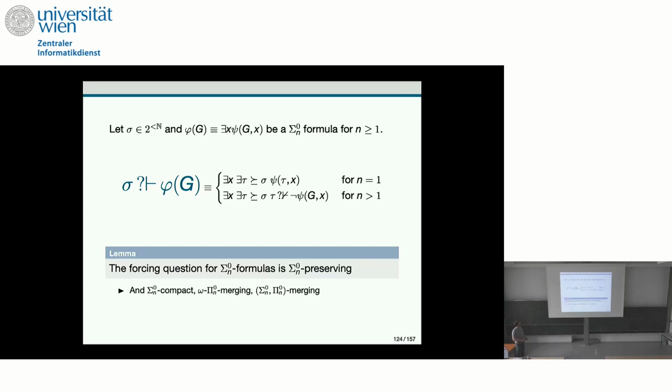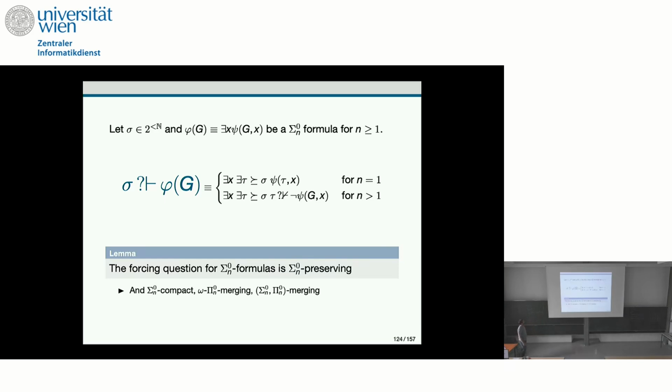And so it's easy in this case to see that the forcing question for sigma 1 formulas is sigma 1 preserving. If your formula phi is of the form exists x followed by psi of g, x, where psi is, let's say, pi 0 n, then psi being pi 0 n, the negation is sigma 0 n. And so the negation of this is pi 0 n, so you have exists followed by pi 0 n, so you are sigma 0 n plus 1. So it's just a check, it works very well.